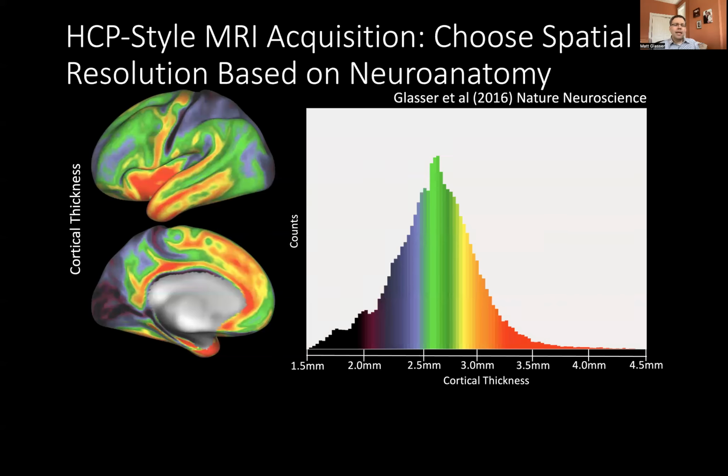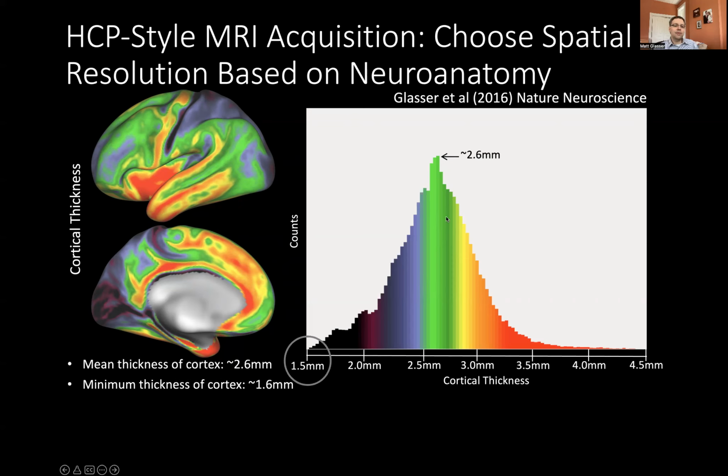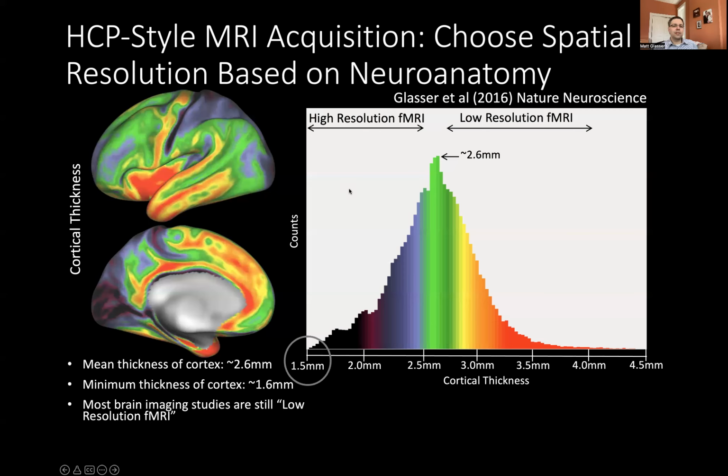One of the really key points of HCP-Style MRI acquisition is choosing spatial resolution based on neuroanatomical considerations. So we have here a group average cortical thickness map and the histogram of the cortical thickness map. We can see the mean human cortical thickness is around 2.6 millimeters. The minimum thickness is 1.6 millimeters. And so, those fMRI studies with resolution that is coarser than 2.6 millimeters, we term low resolution fMRI. High resolution fMRI is those that have better than 2.6 millimeter resolution.